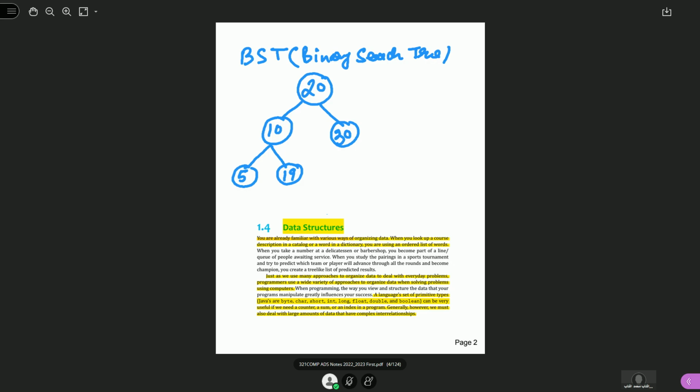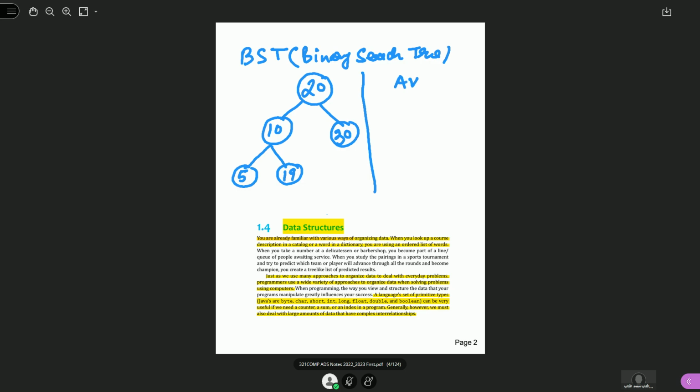Confusion clear? Any confusion about the binary search tree? The left node should be smaller or equal to the root node, and the right node should be bigger than the root node.